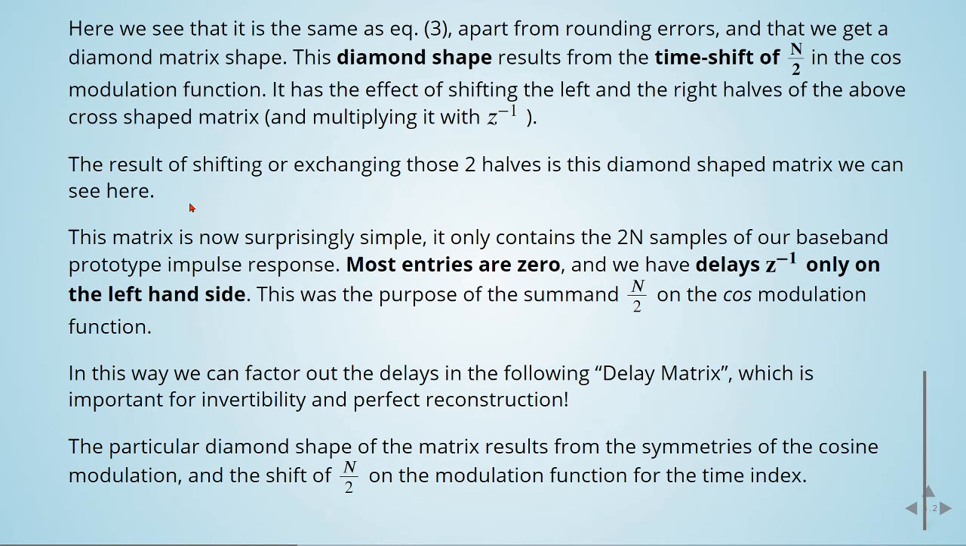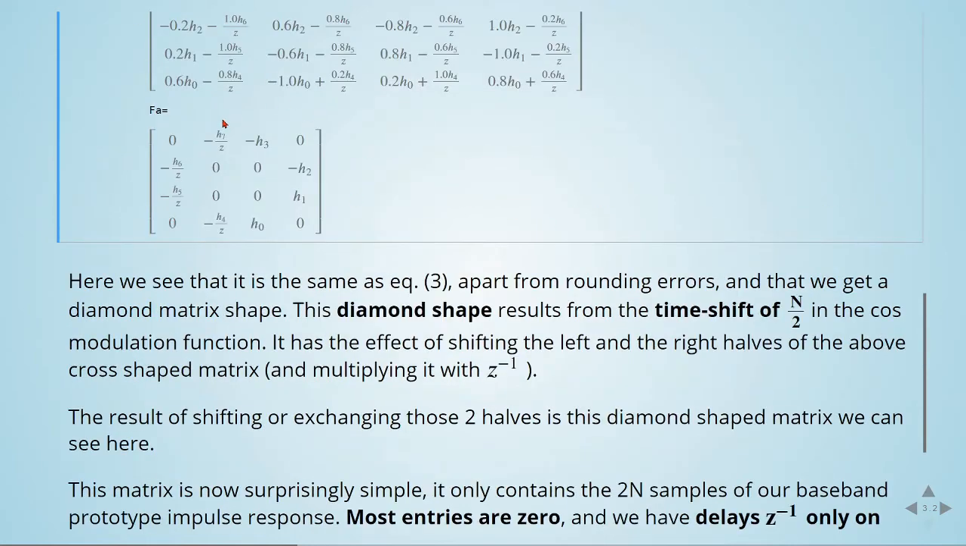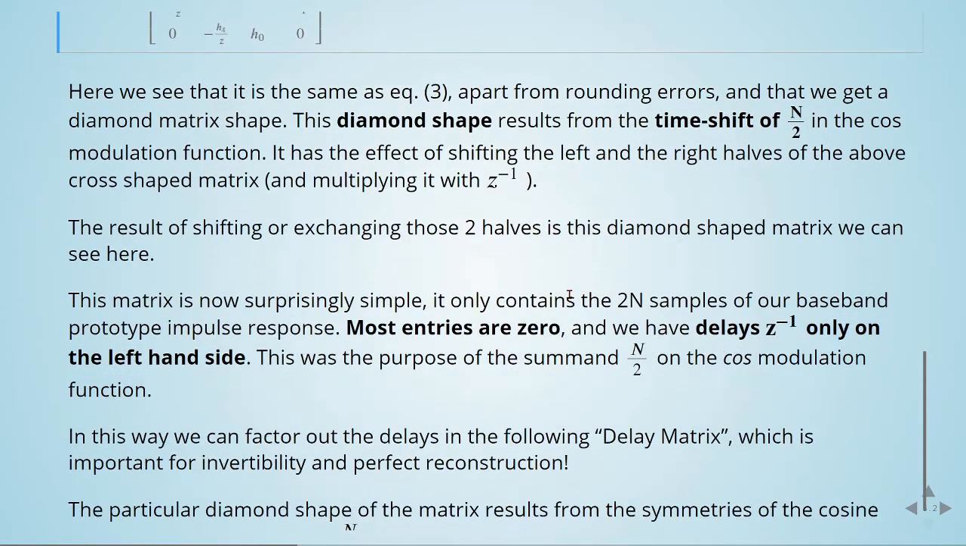This matrix is now surprisingly simple. It only contains the 2 times capital N samples of our baseband prototype impulse responses. Most entries are 0, and we have delays of z to the power of minus 1 only on the left side. We have z to the power of minus 1 here on the left side.